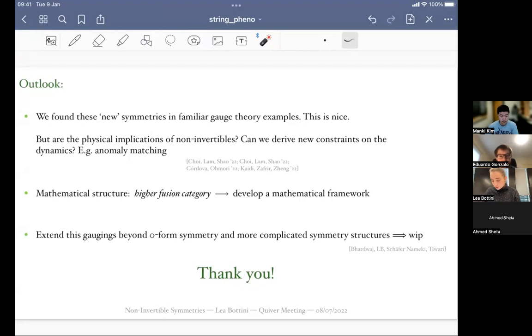And then what we are working on now is to extend this construction beyond zero form symmetries and in general more complicated theories with anomalies and things like that. Okay, that's it. Thanks. All right, let's thank Leah for giving an excellent talk.